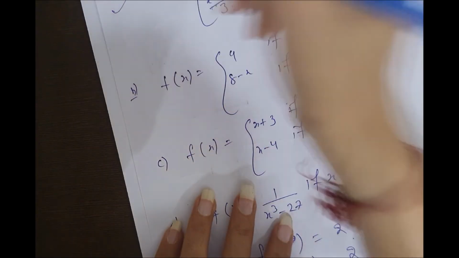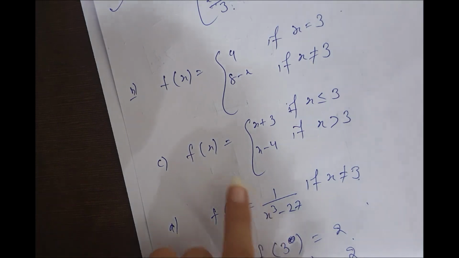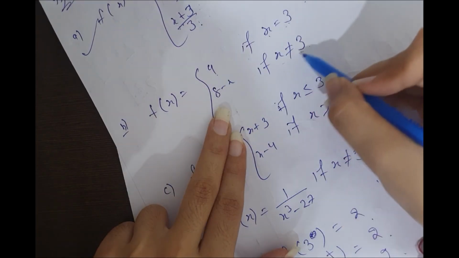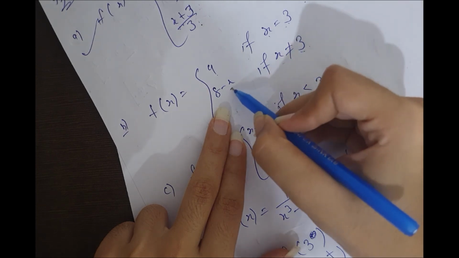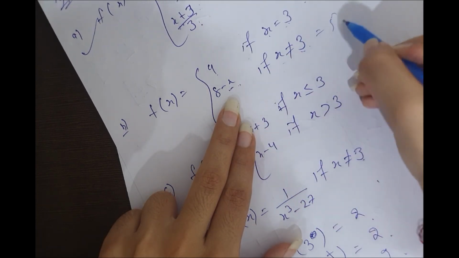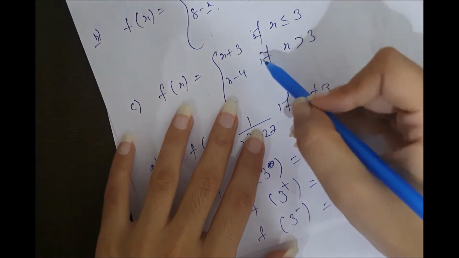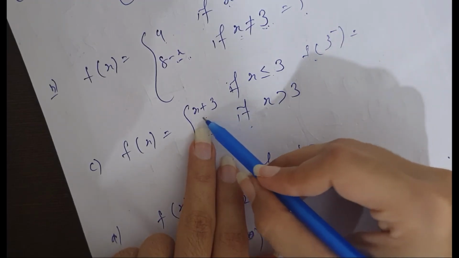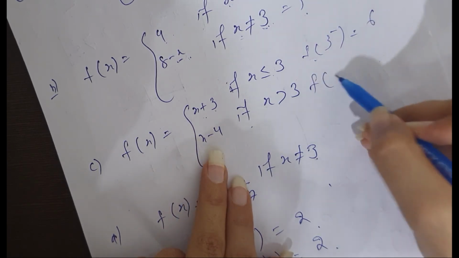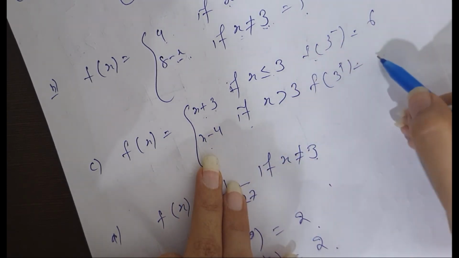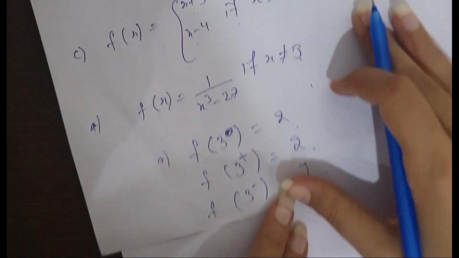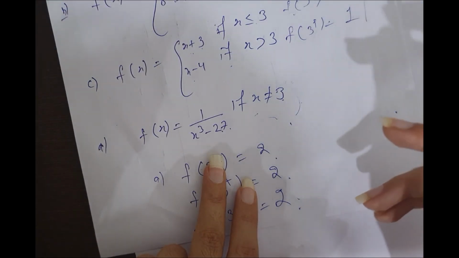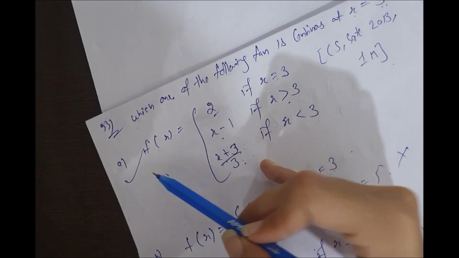So option A is the right one. No need to check other options, but if you want, you can check them. Here, if x is not equal to 3, then put 3 here: 8 minus 3 is 5. So this is not a continuous function. Check another one. At 3 minus, put 3 here, this will be 6. At 3 plus, put 3 here, this will be 1. So this is also not continuous. Here we are given only one condition, so how can we check its continuity? So option A comes out to be right.